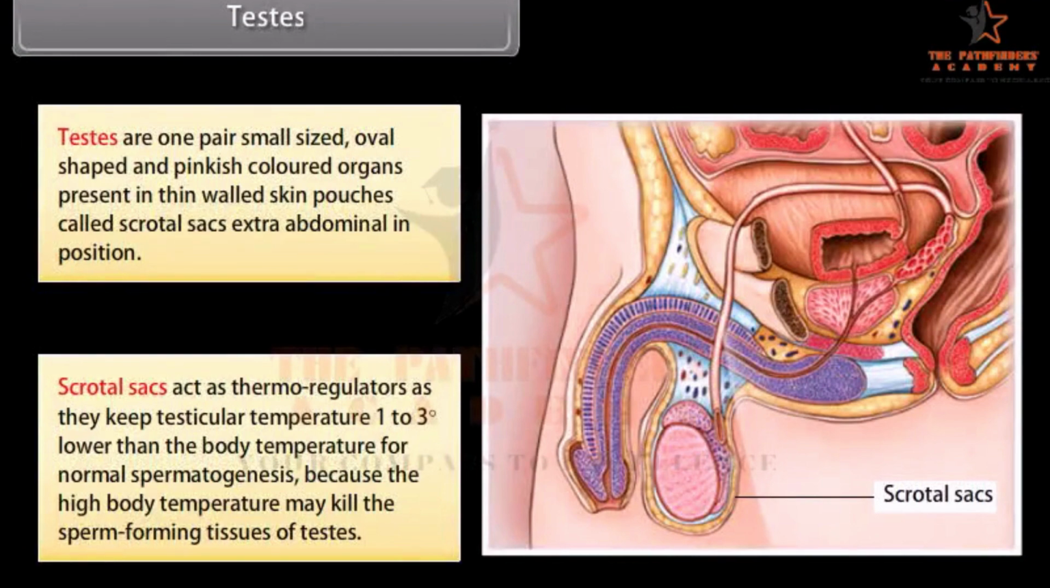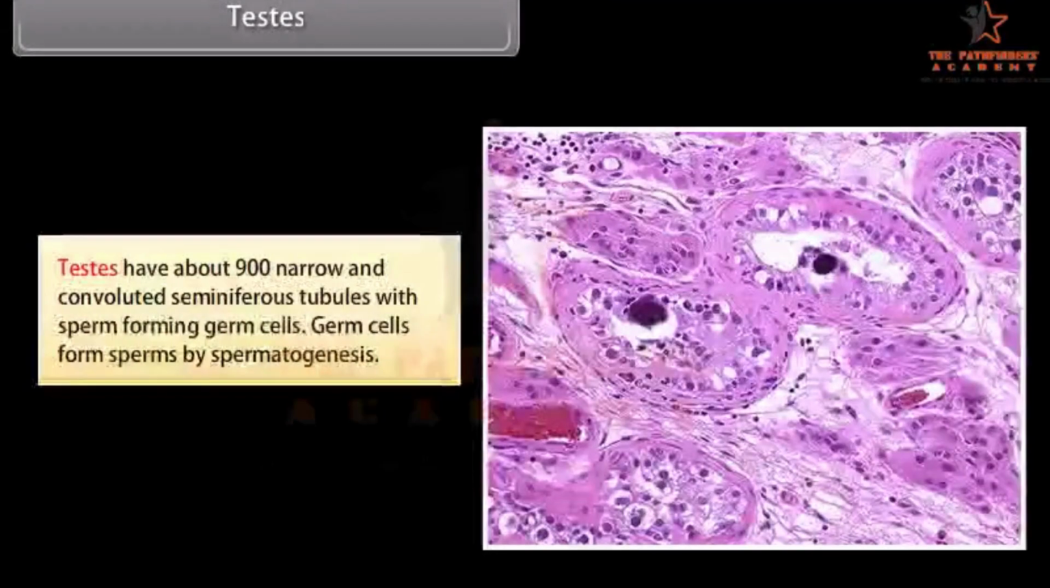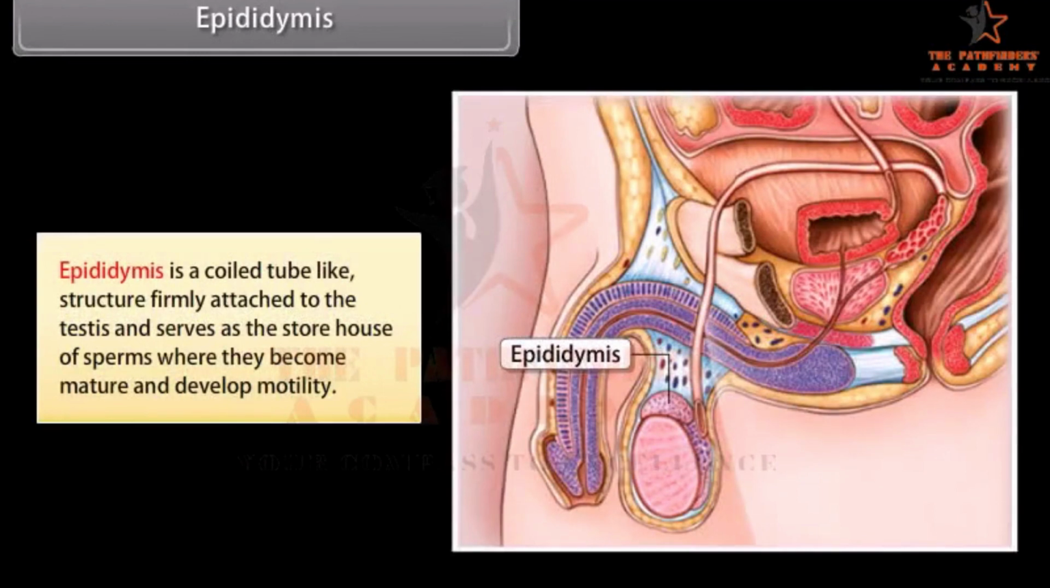Testes have about 900 narrow and convoluted seminiferous tubules with sperm-forming germ cells. Germ cells form sperms by spermatogenesis. Epididymis. Epididymis is a coiled tube-like structure firmly attached to the testes and serves as the storehouse of sperms, where they become mature and develop motility.